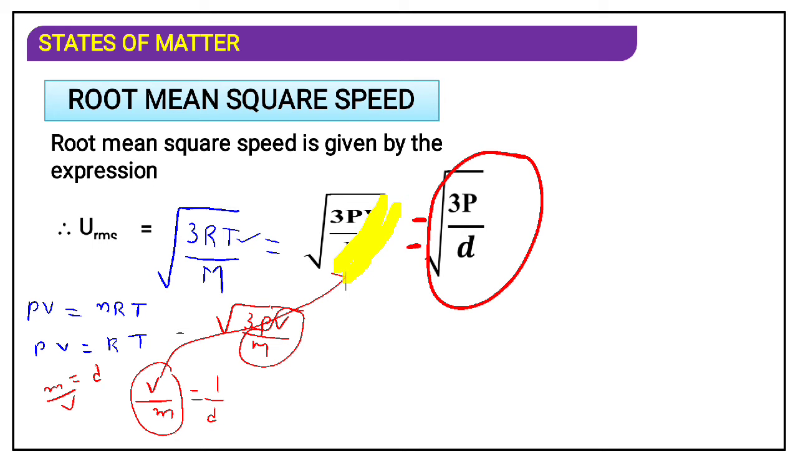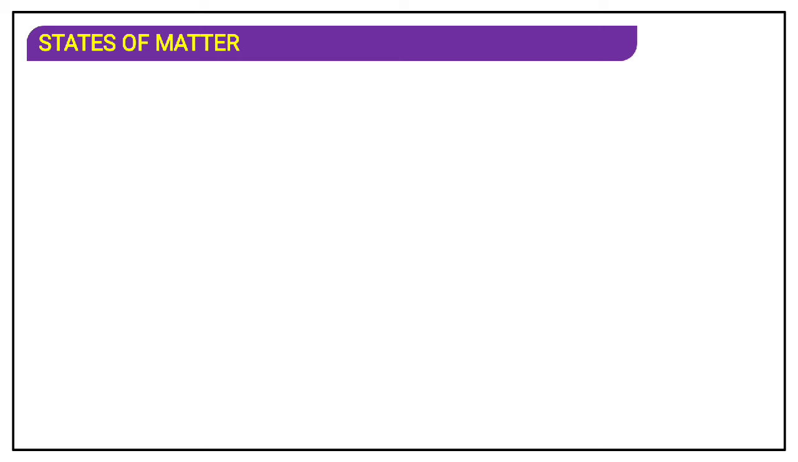Okay. The next very important topic is URMS calculation only, but the URMS calculation in different conditions. The condition number one is for a gas at two different temperatures. For a gas at two different temperatures is nothing but the same gas.